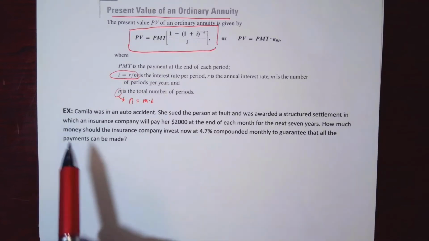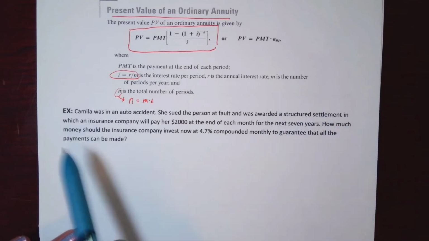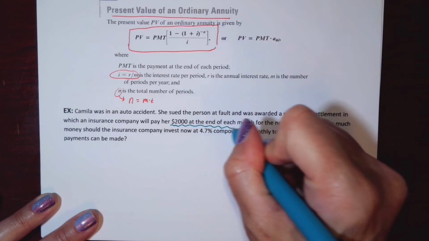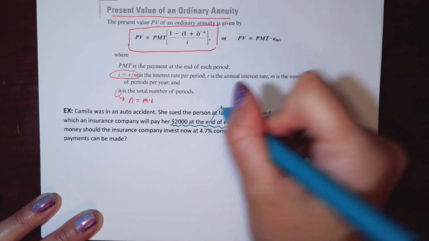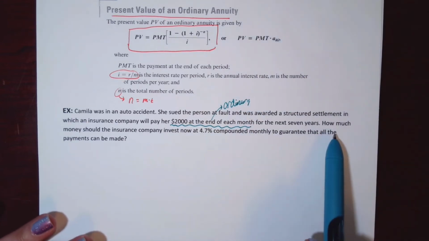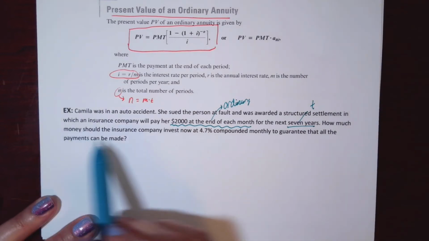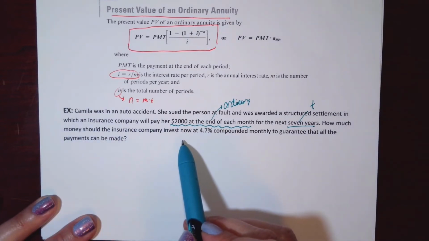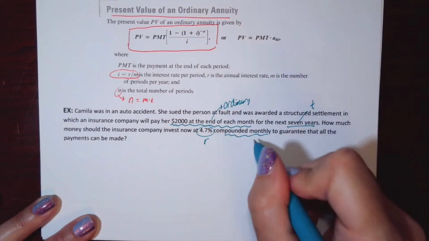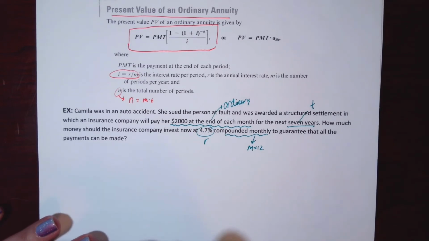Okay, here we go. Camilla was in an auto accident. She sued the person at fault and was awarded a structured settlement in which an insurance company is going to pay her $2,000 at the end of each month. At the end of the term, that means it's an ordinary annuity for the next 7 years. 7 years, there's my value T. How much money should the insurance company invest now at 4.7% compounded monthly to guarantee that all the payments can be made?